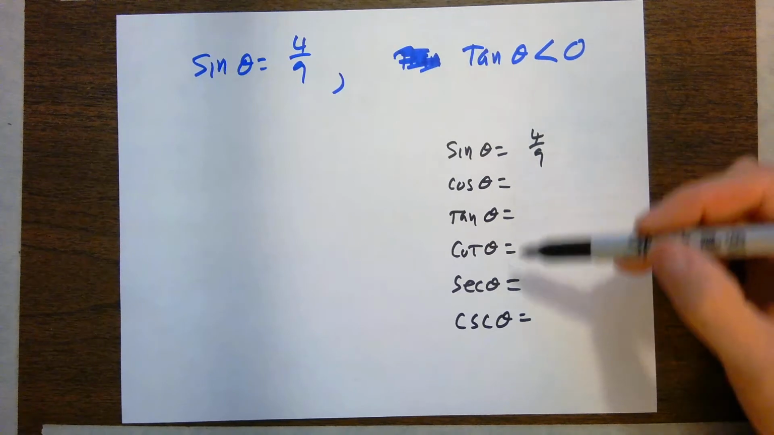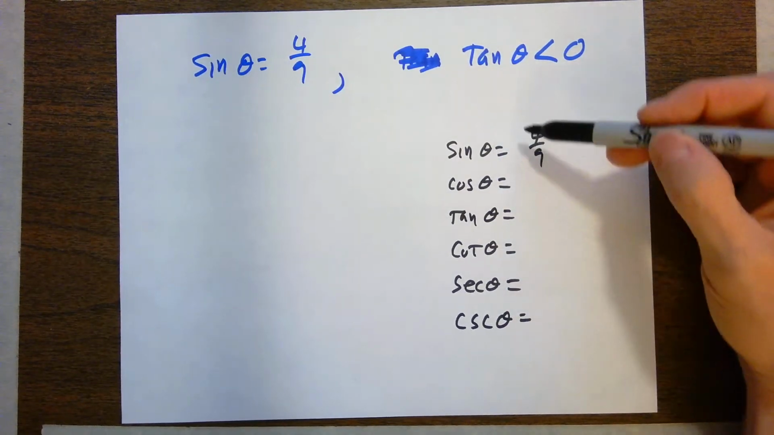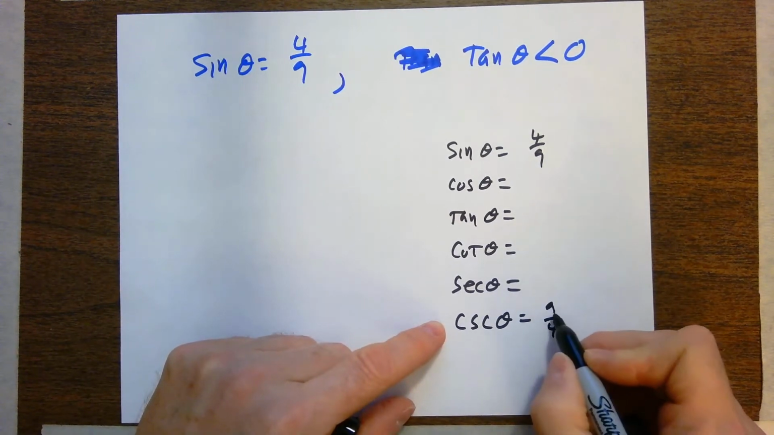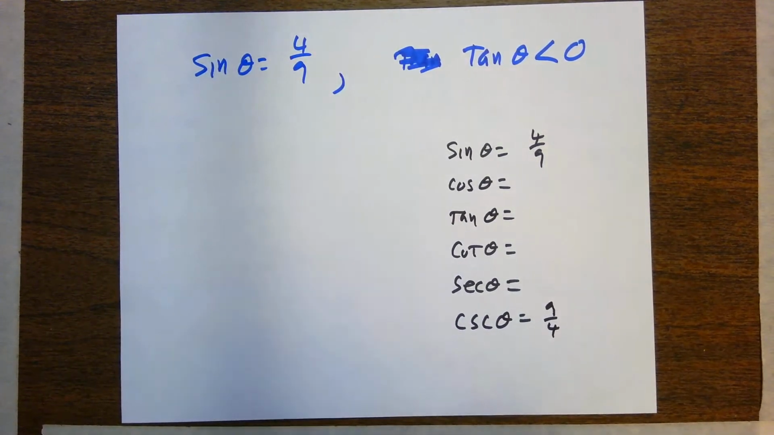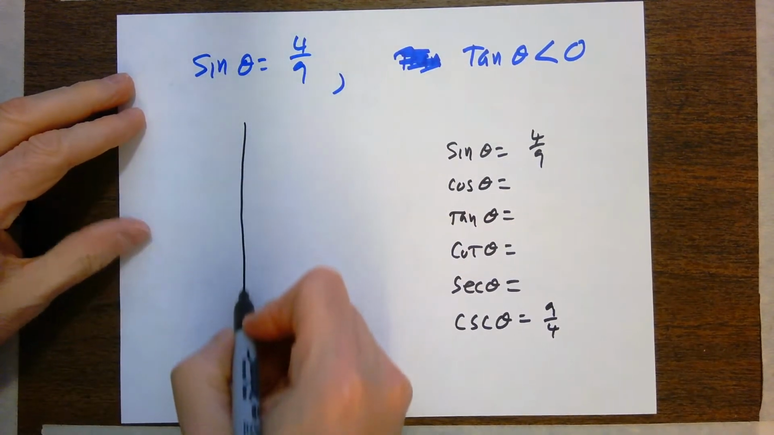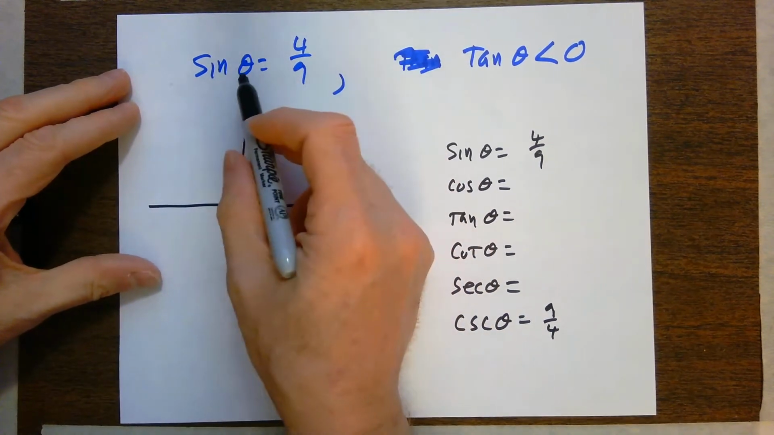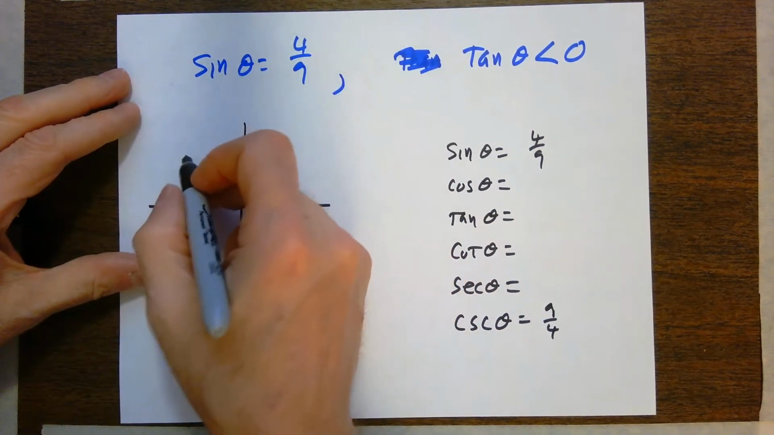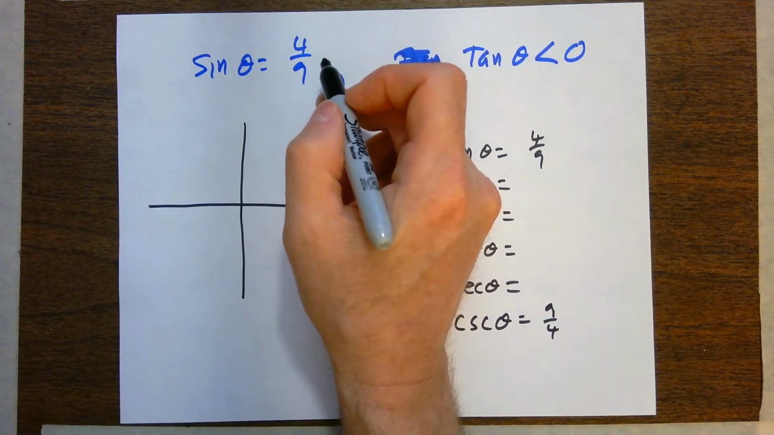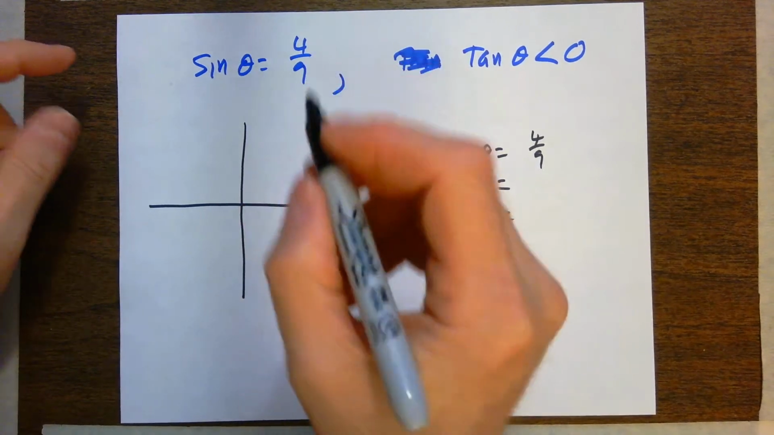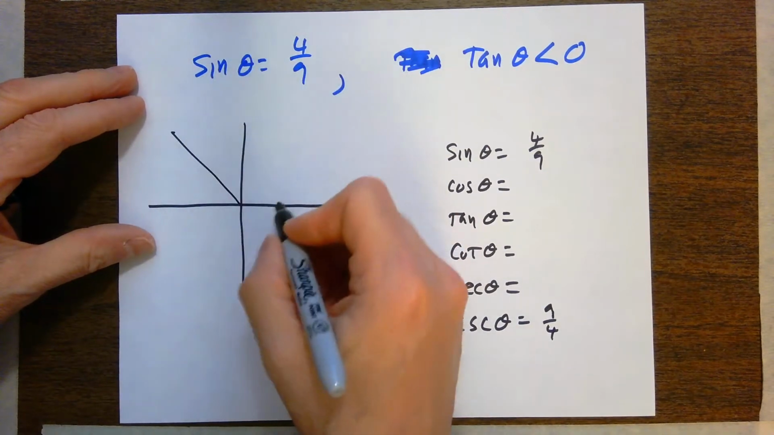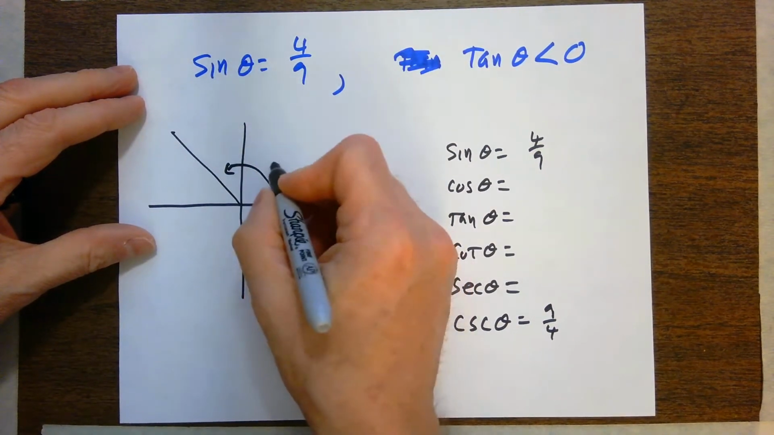Well, the cosecant is the inverse of sine. So if the sine is 4/9, the cosecant is going to be 9/4. I know that without doing any work at all. But what else do I know? Well, I'm going to draw a sketch of where this angle is. The sine is 4/9. The angle is over here somewhere. Sine is opposite over hypotenuse, so I want to draw where 4/9 would be. Tangent's negative, so I know it's over here. There's my angle.